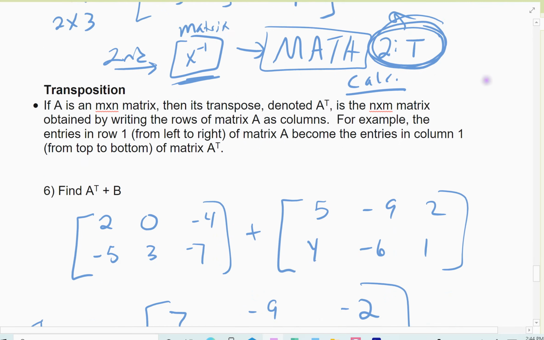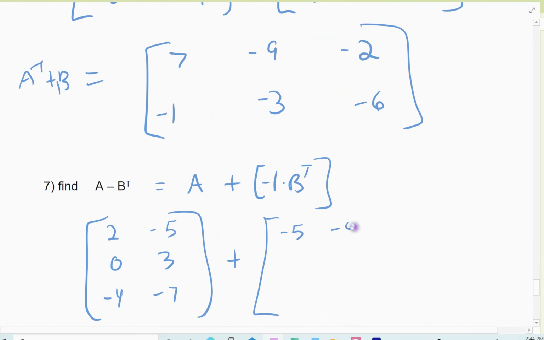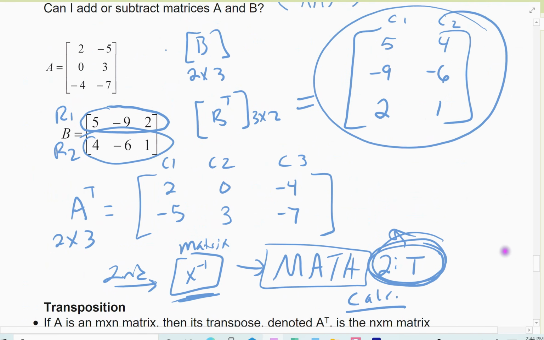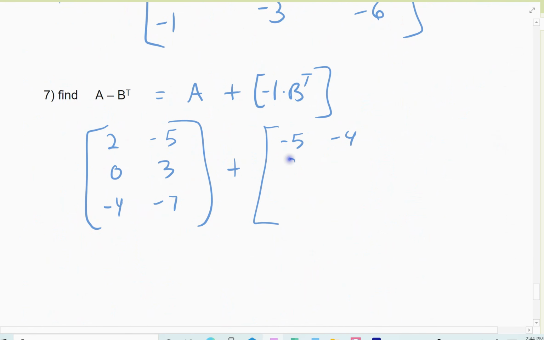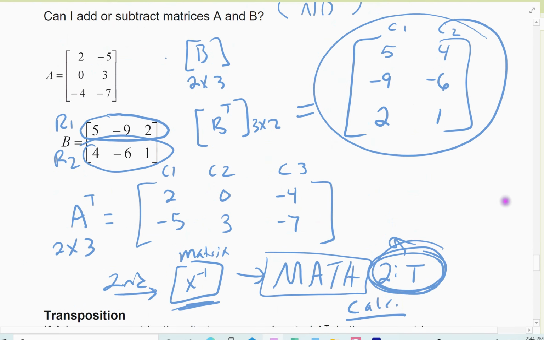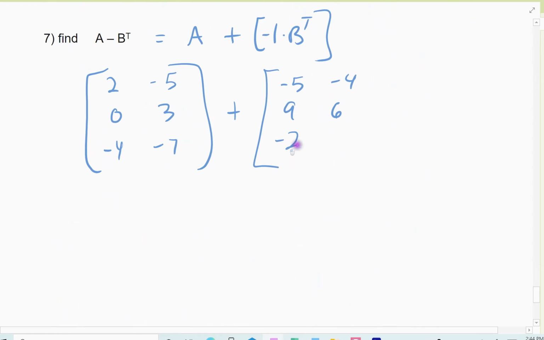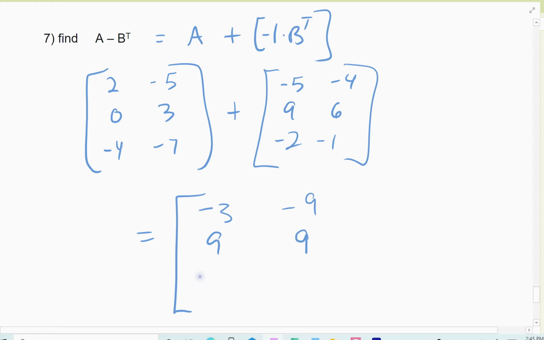So it's going to be negative 5, negative 4, negative 5, negative 4, positive 9, positive 6, and then negative 2, negative 1. And then you add. Alright, so just make sure you carefully add. So negative 3, negative 9, a lot of 9s, and negative 8. And so there is my A minus B transpose. Which again, you could plug it into the calculator and check it if you want to.